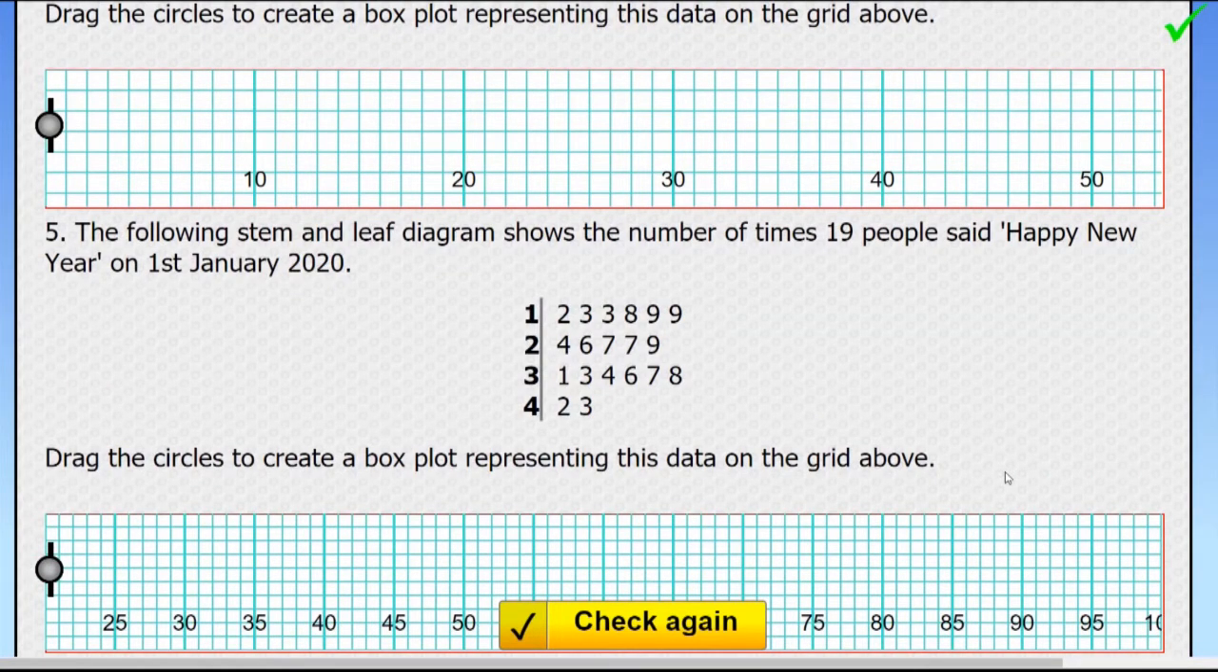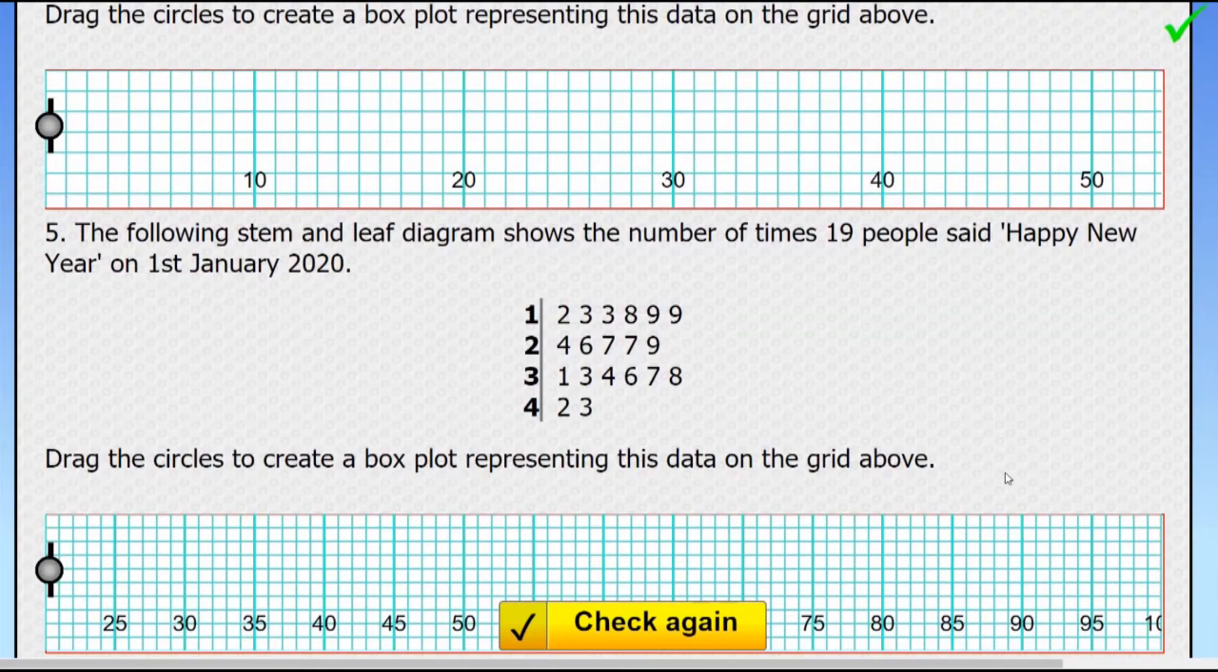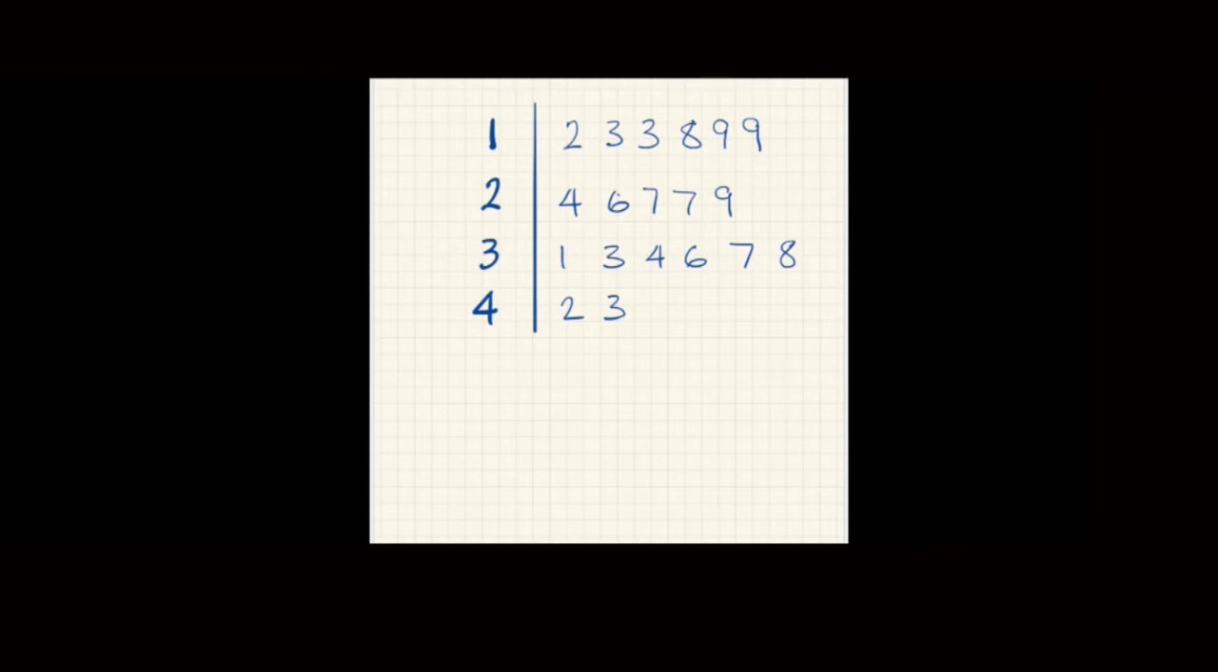Right, question number 5. This time we have a stem and leaf diagram showing the number of times that 19 people said Happy New Year on the 1st of January 2020. So, just so that you understand what a stem and leaf diagram is, the number on the left of the line is the tens and the numbers on the right represent the ones.